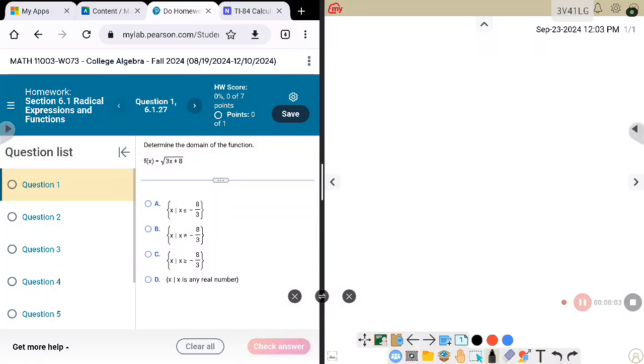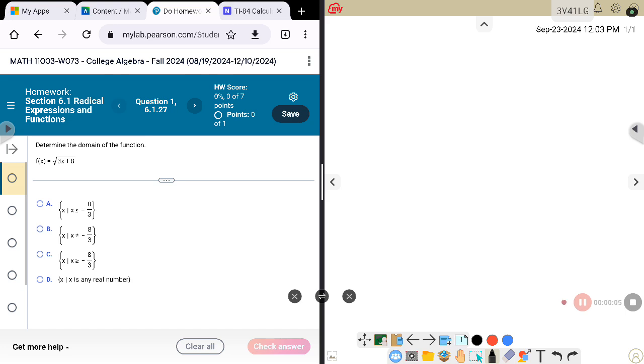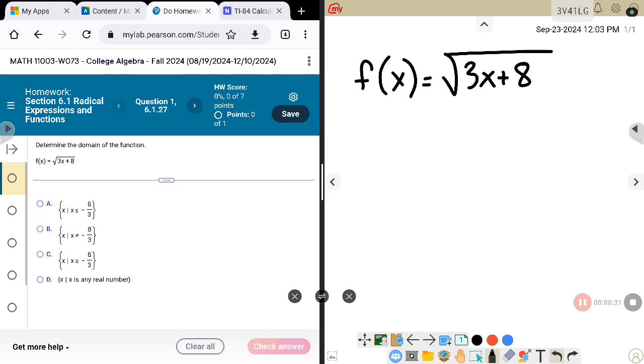In this video, we are going to talk about radical functions, or more specifically, square root functions. The first thing we're going to consider is what the domain of radical or square root functions would be. So for instance, on this problem, if you have f of x equals the square root of 3x plus 8.